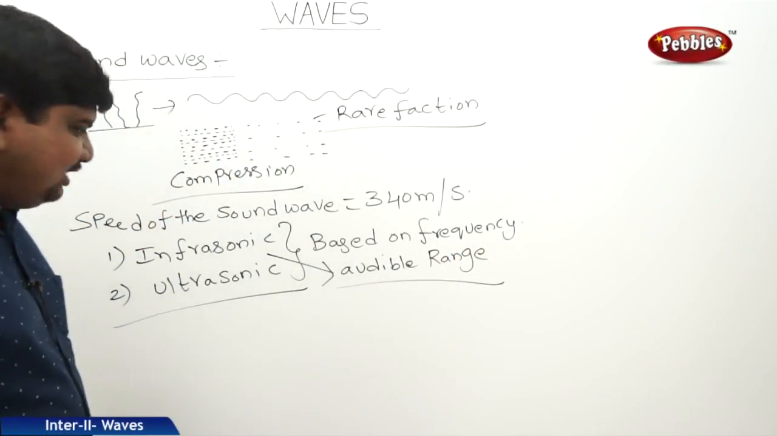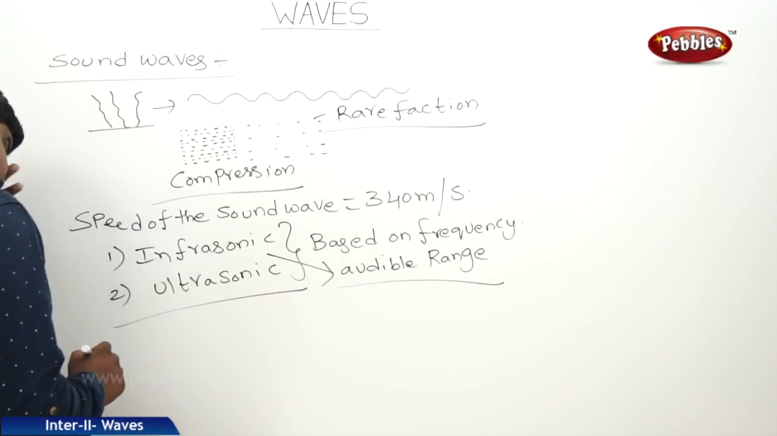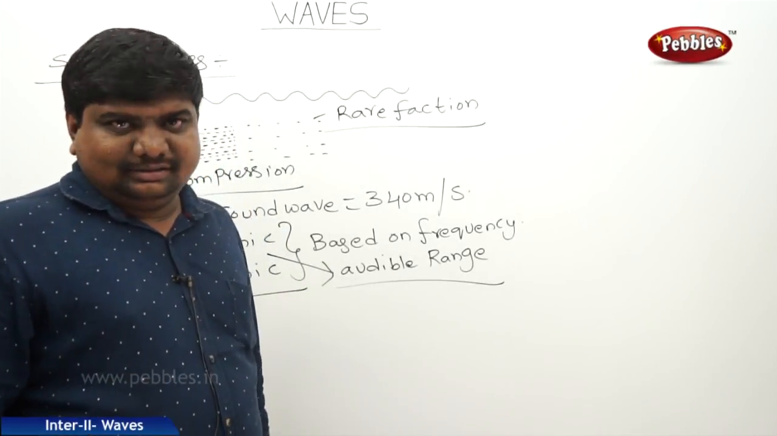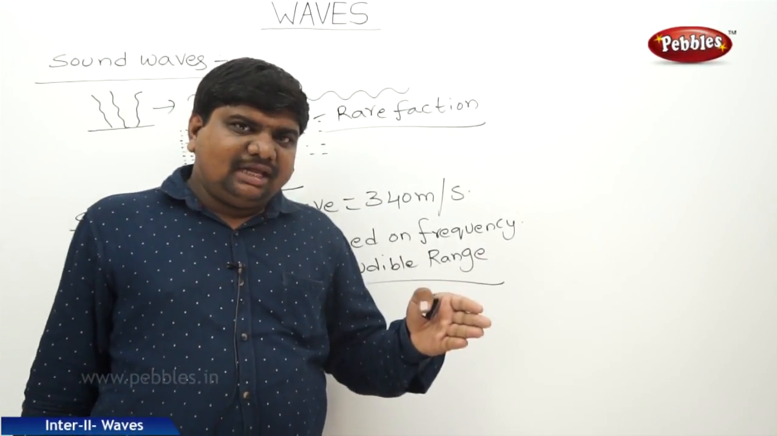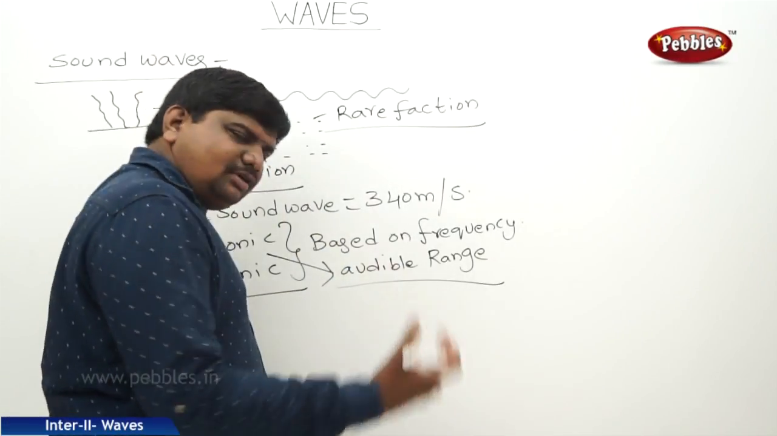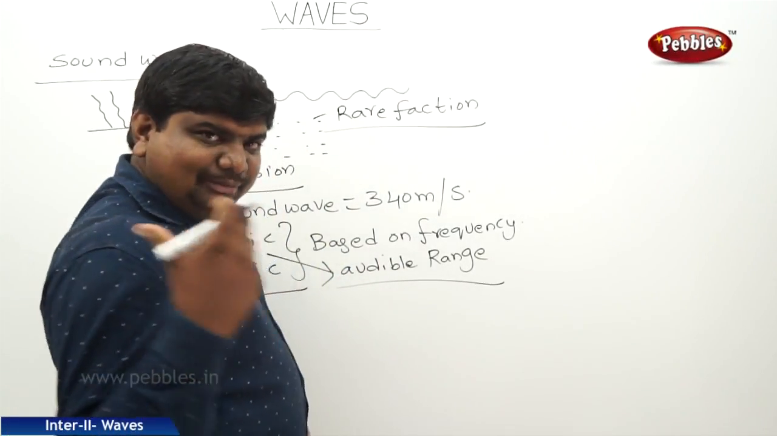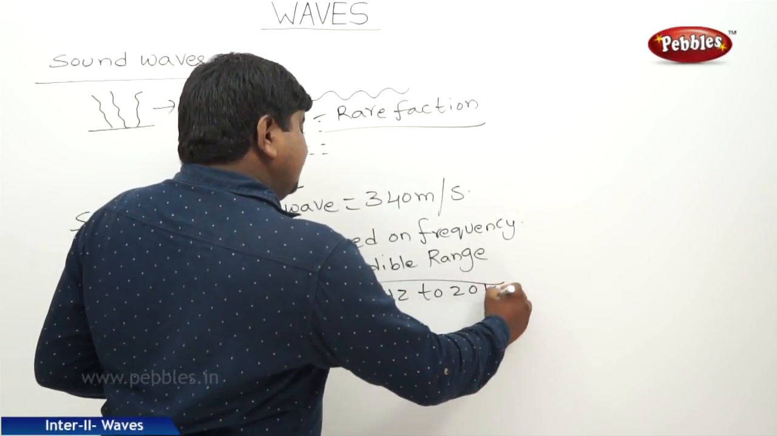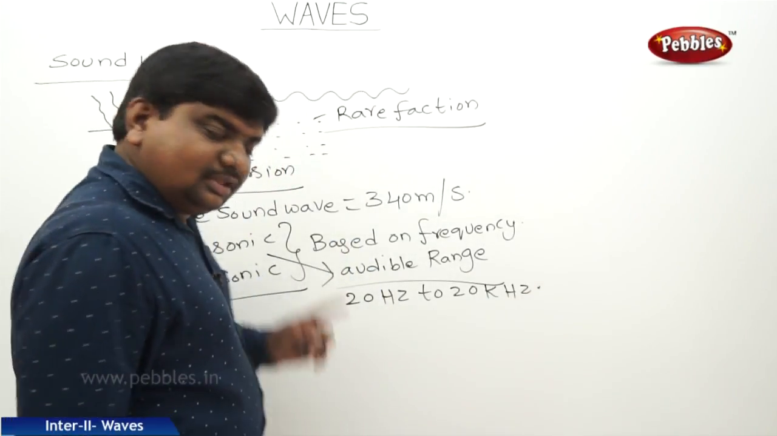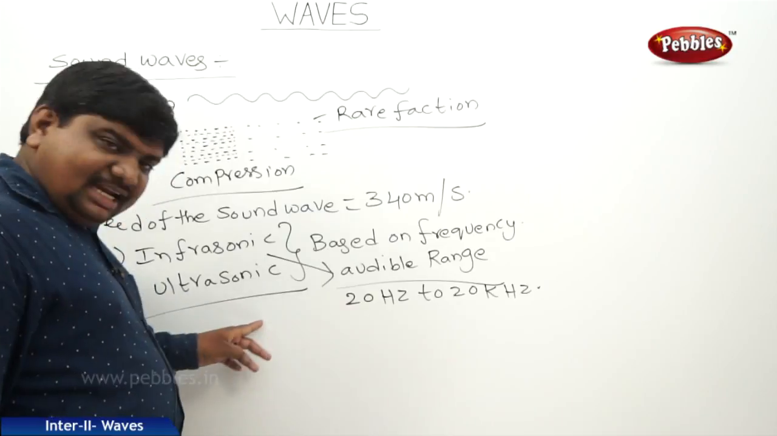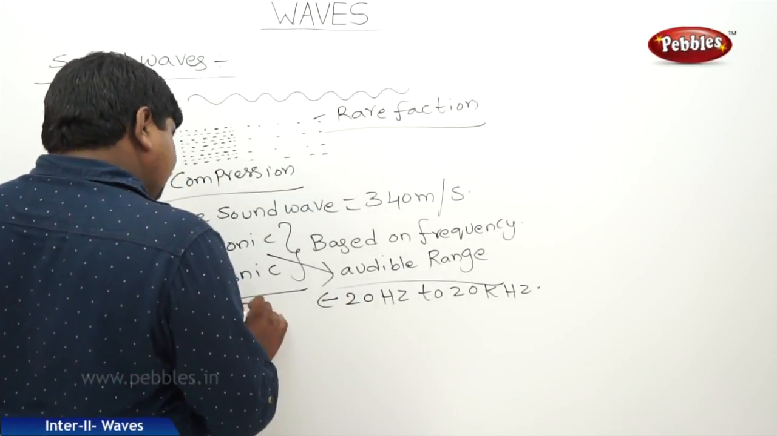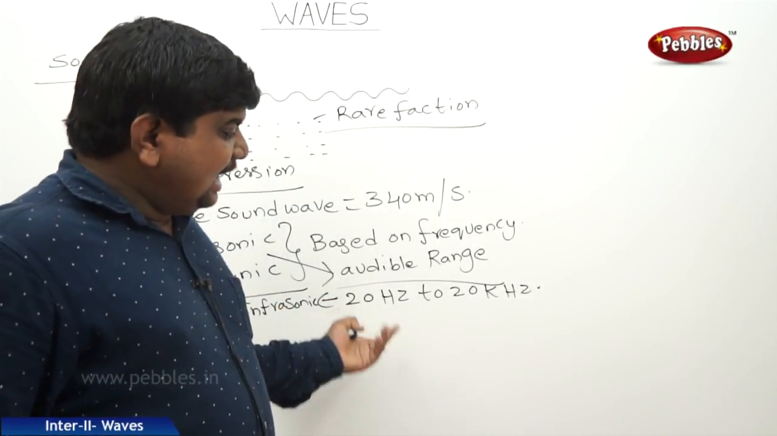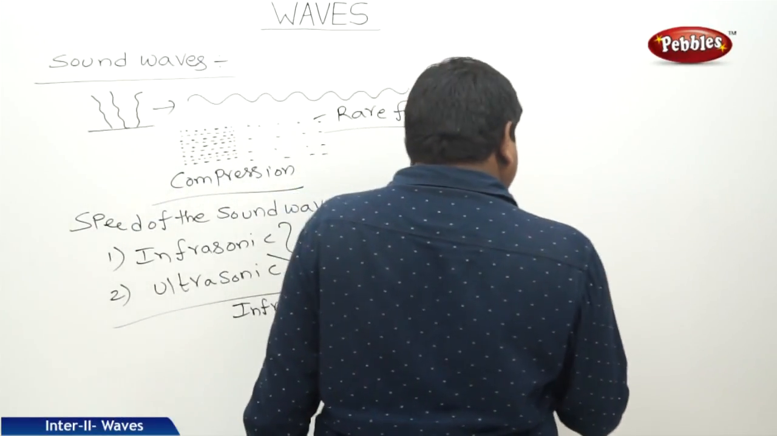So what is the meaning of audible range? Audible range means the range that a human being can sense. Range means it starts from a low value and ends with a high value. So the range of audibility of human beings is 20 Hz to 20 kilohertz. The sound waves which have frequency less than 20 Hz are called infrasonic sound waves. The sound waves which have frequency above 20 kilohertz are said to be ultrasonic sound waves.